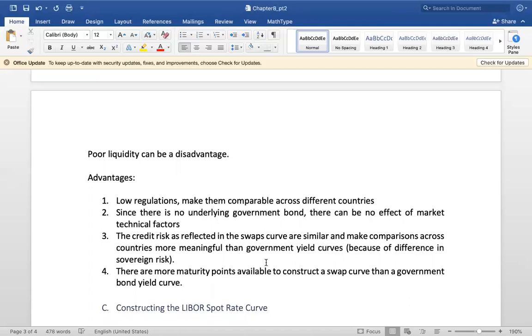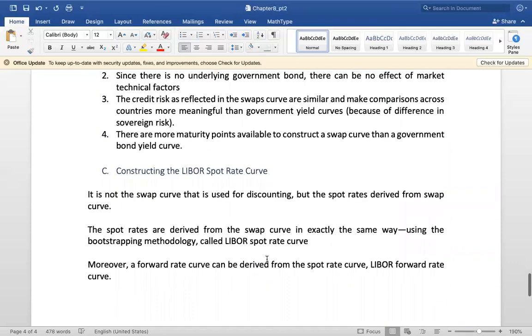Now let's talk about how to construct the swap curve. It is not the swap curve that is used for discounting, but the spot rates derived from the swap curve. So let's discuss how to construct the LIBOR spot curve, or the swap spot curve. The spot rates are derived from the swap curve in exactly the same way, using the bootstrapping methodology, called the LIBOR spot rate curve. Moreover, a forward rate curve can also be derived from the LIBOR spot rate curve, which will be called a LIBOR forward rate curve.